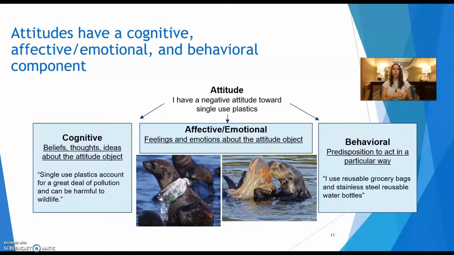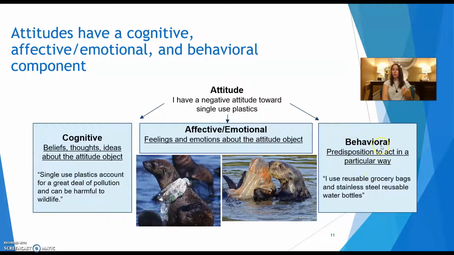about that attitude object. The affective, emotional part is the feelings and emotions related to that. The best example of that, look how sad this is that this baby seal has a plastic bag stuck around his neck. Look how sad it is that this little otter is trying to untangle his foot from a plastic bag. These are the emotional things. These are the feelings and emotions that I have about the attitude object. This is gross. This is disgusting. This is irresponsible. This is sad.